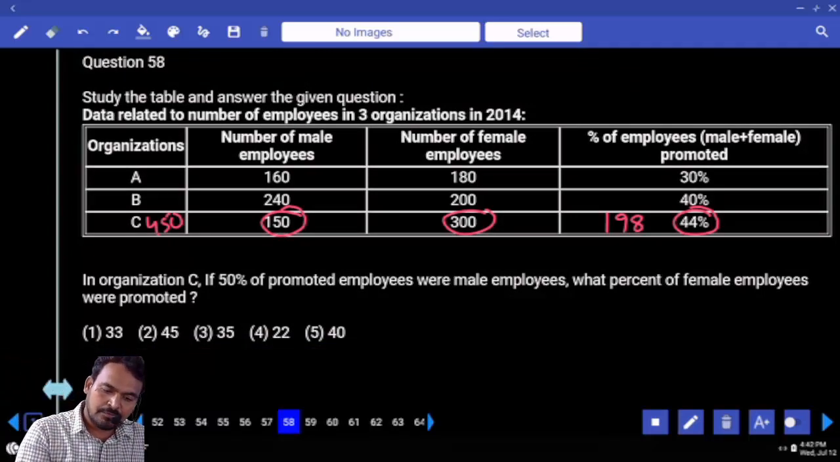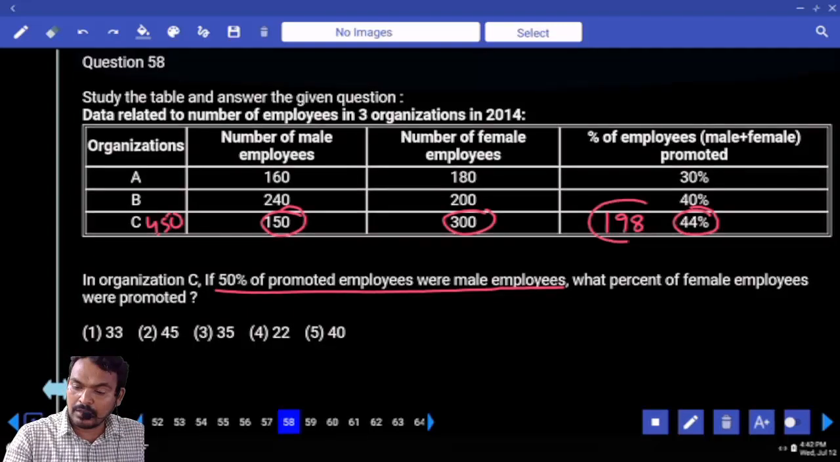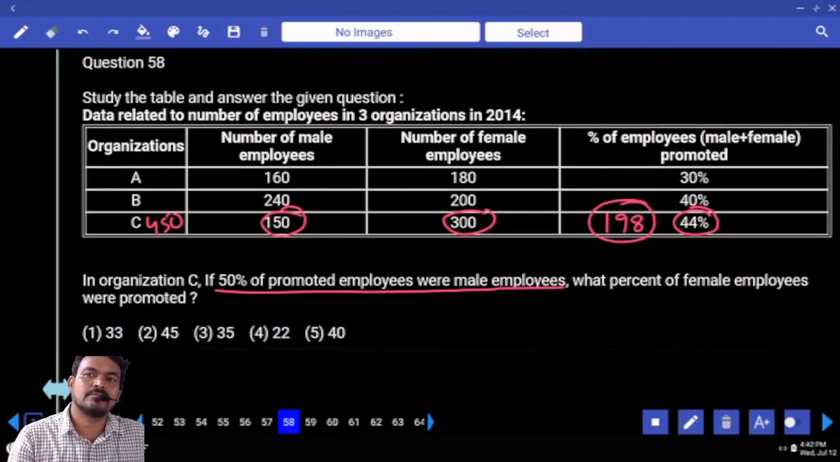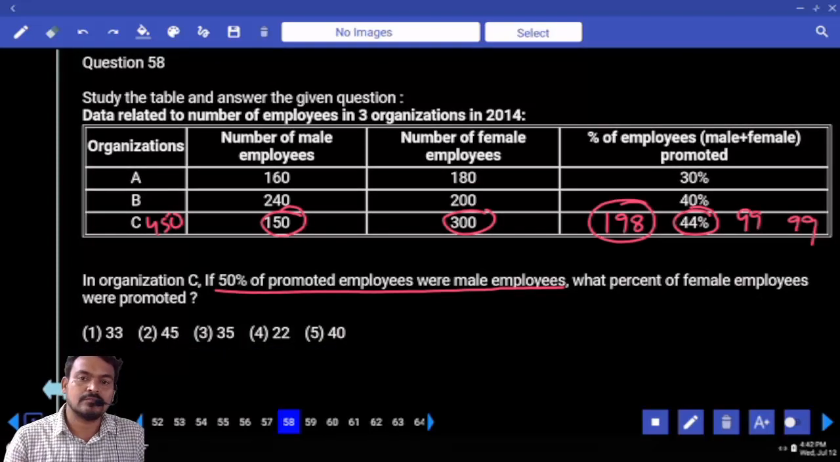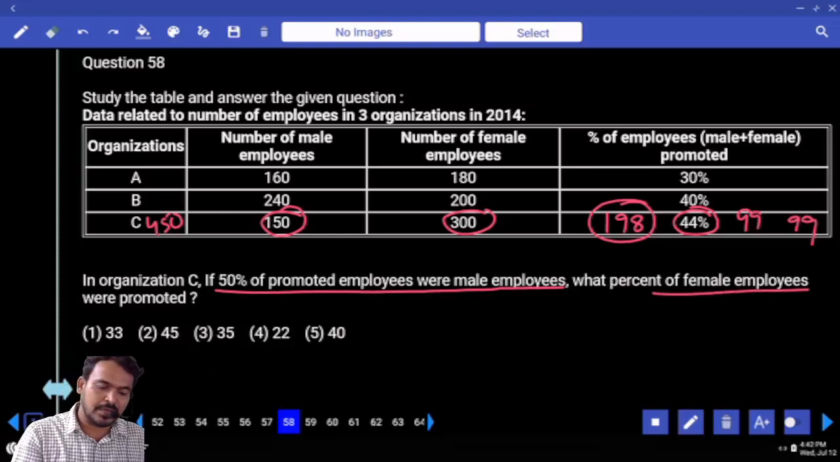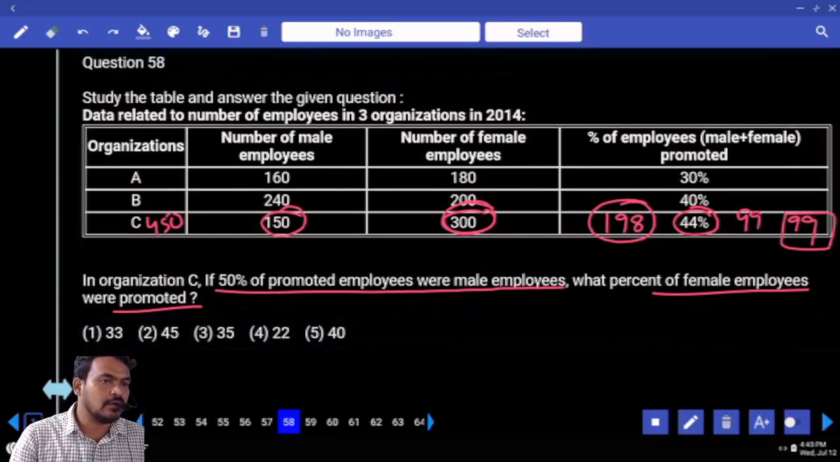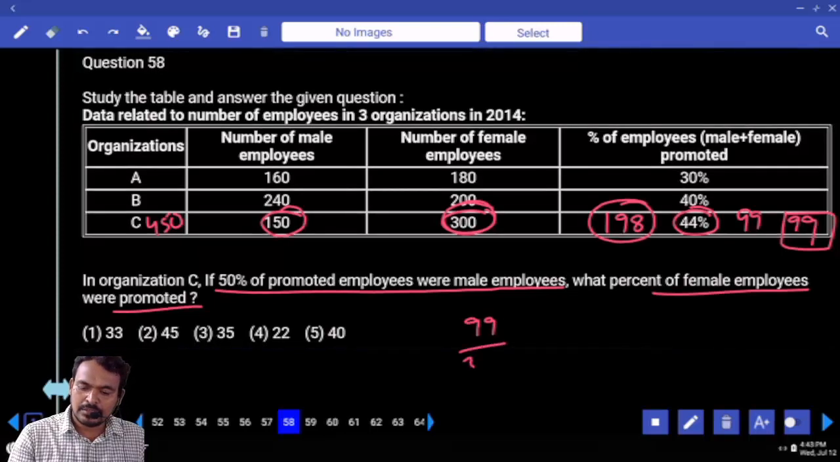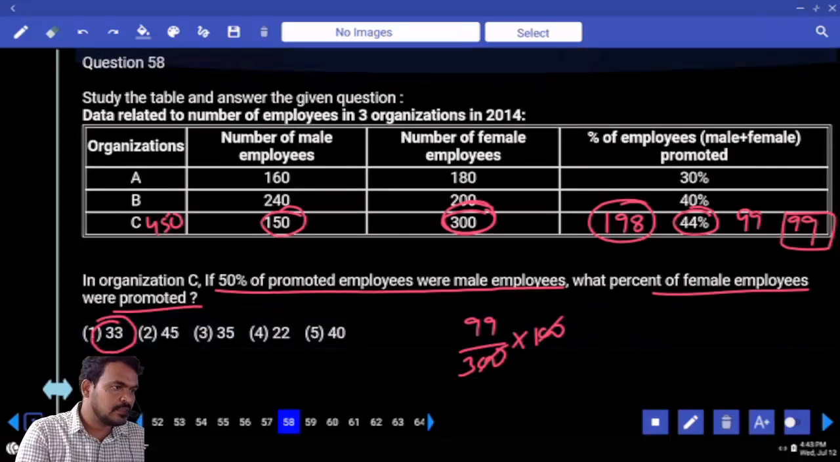What is the next line? If 50% of the promoted employees were male employees, what is the total promoted value? 198. In that 50%, 99 means male promoted value is 99, female promoted is also 99. What is the question here? What percent of female employees were promoted? The female promoted members are 99. It is calculated on 300. Then we write 99 by 300 into 100. What is the percentage? 33%.